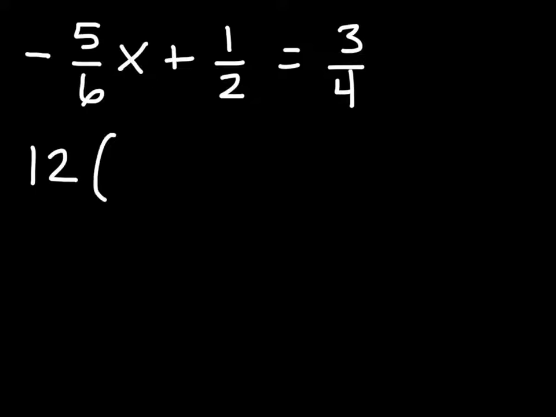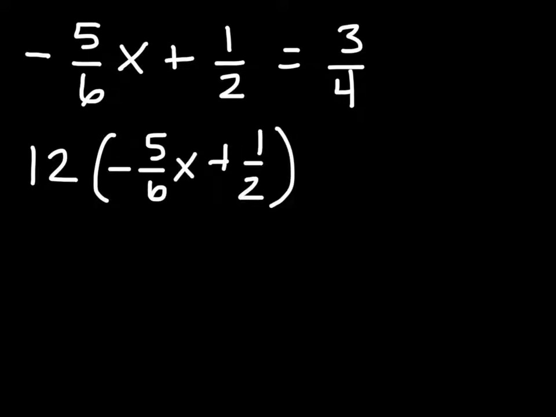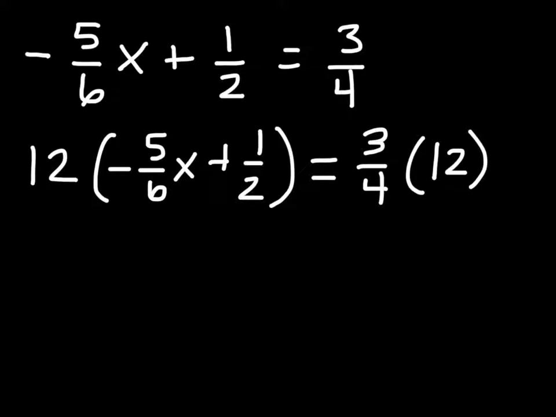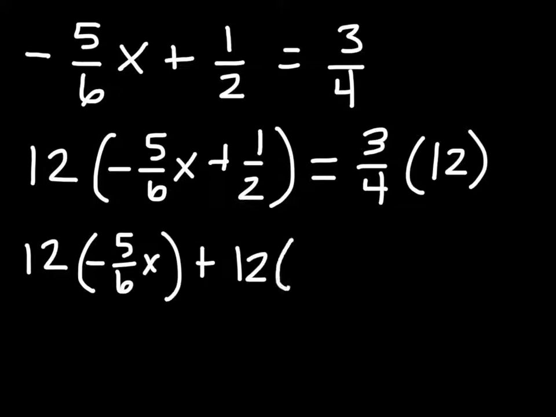Be careful. You need to ensure that you're putting the entire left half inside the parentheses. You're multiplying the whole thing by 12. Not just the negative 5/6x, but the negative 5/6x plus 1/2. Now we're also going to multiply 3/4 by 12. Okay, now let's work our way across. Remember the distributive property. So we're actually going to be taking 12 times negative 5/6x plus 12 times 1/2 equals 3/4 times 12.